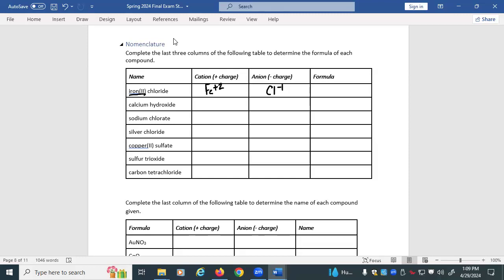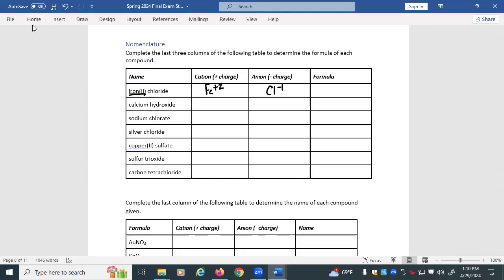So to figure out the formula of iron 2 chloride, I need to look at my two ions and determine, do the charges line up? Are they matching? Am I looking at the same charge, positive and negative? And the answer in this case is no. I've got a 2 charge on the positive. I've got a 1 charge on the negative. That's not equal.